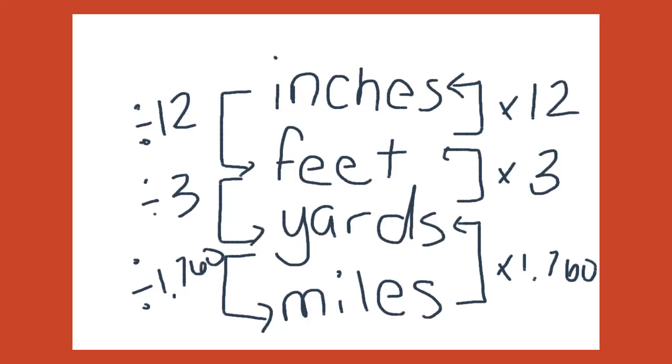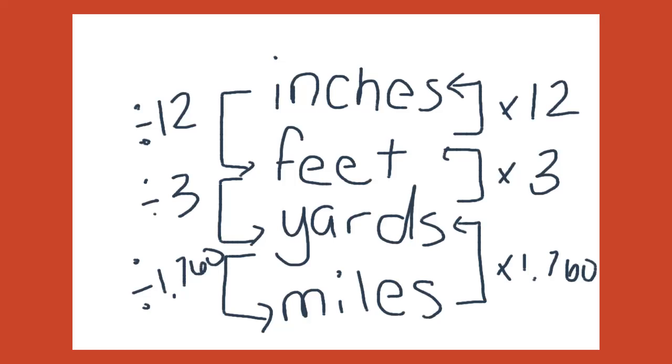Then I have to just use the arrows to get down to feet. Well, as I'm looking, I've got to use the down arrows. I can't go up to get to feet. So if I use the down arrow, the instructions I'm given are divide by 12. So 24 divided by 12 is 2. There are 2 feet in 24 inches.